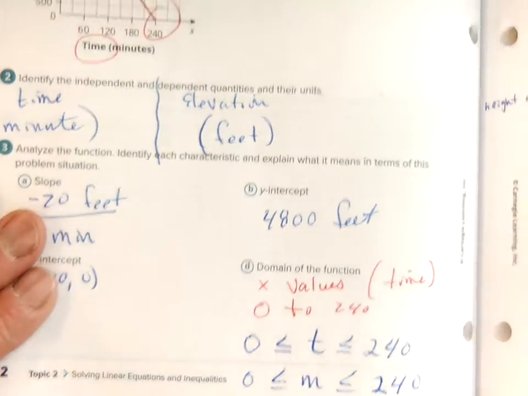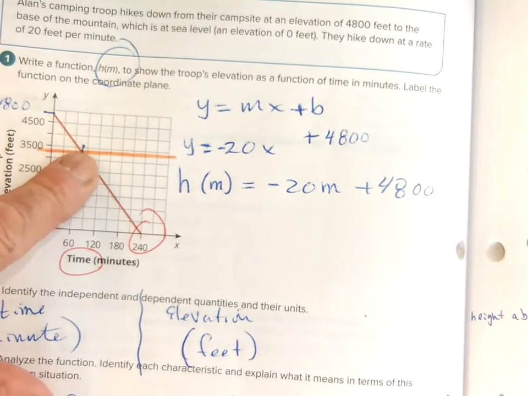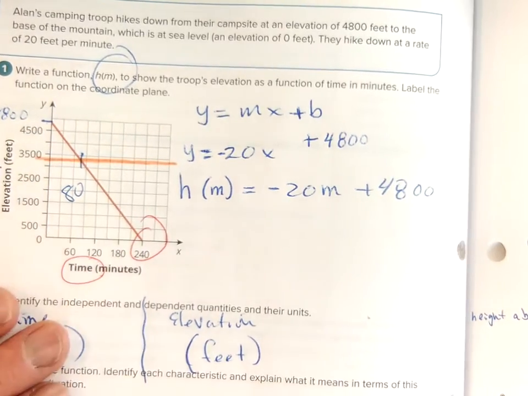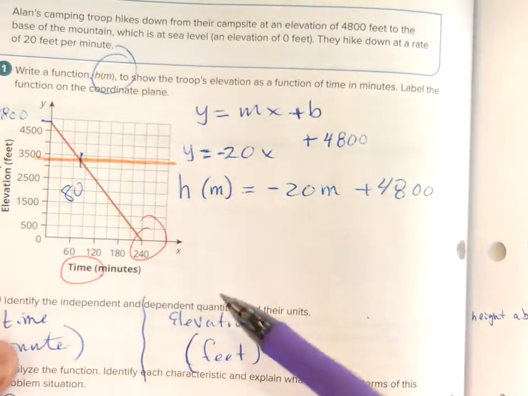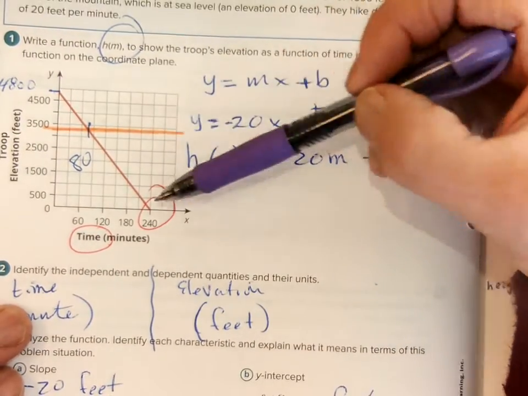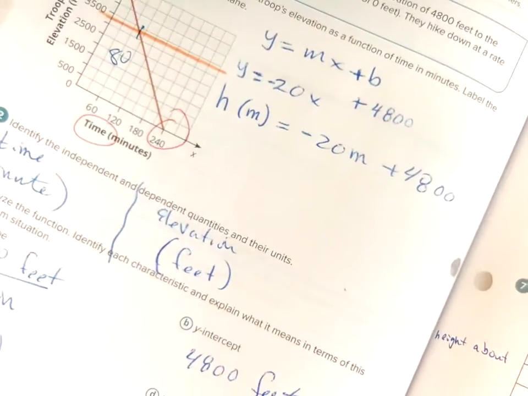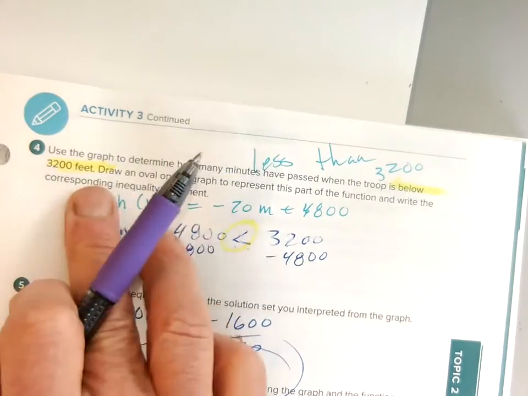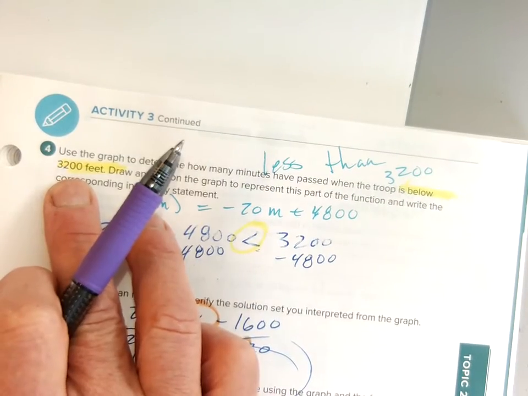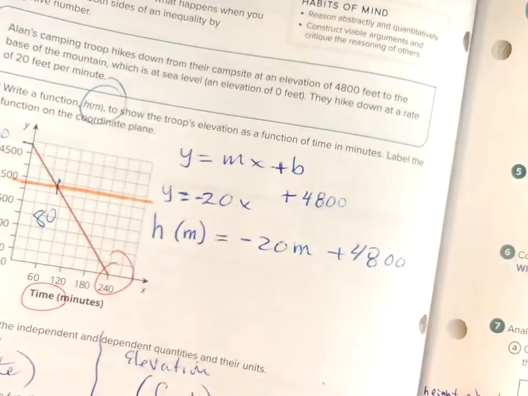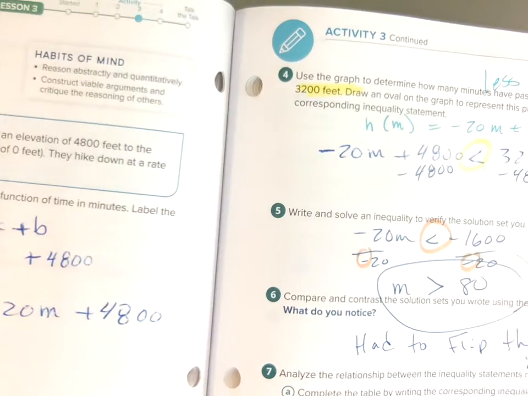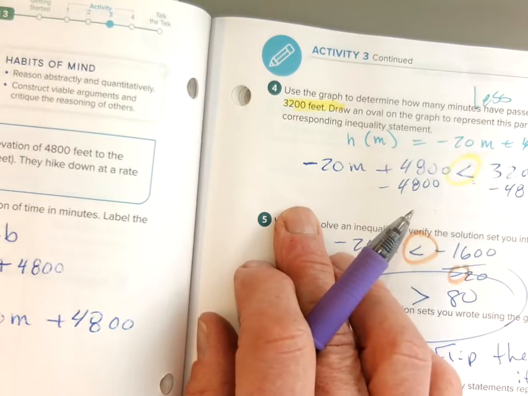Now, if we want to talk about the amount of time below 3,200 feet, how much time is below 3,200 feet? I just drew a line straight across at 3,200 feet. So up here is our time above 3,200 feet, and this is our time below 3,200 feet. So then we take a look at the problem. It says, use the graph to determine how many minutes have passed when the troop is below 3,200 feet. Draw an oval on the graph. So I can draw an oval on the graph. It's all of that time right there, okay? To represent this part of the function, and write a corresponding inequality statement.